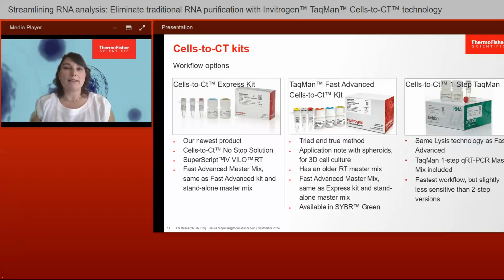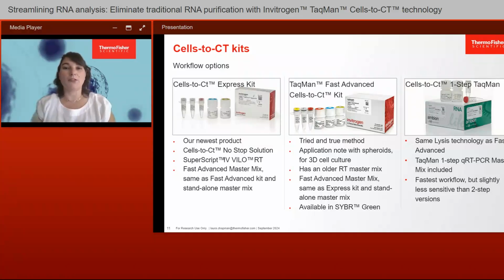The first one is our cells-to-Ct Express Kit. This is the newest product. It's been on the market for about a year, so it's our latest and greatest, and the fact that it does not require that stop solution, as I mentioned earlier, means it's one less pipetting step that's required.